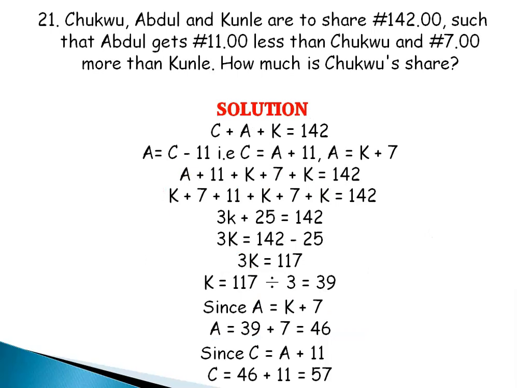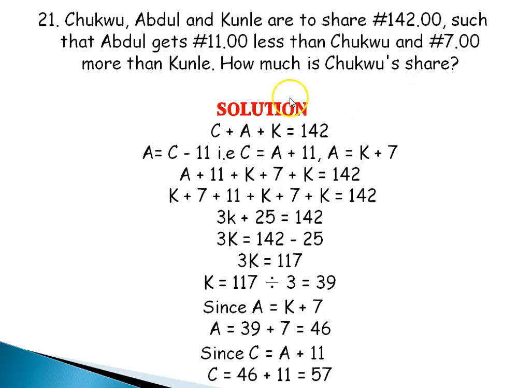Question 21. Chuku, Abdul and Kunle are to share 142 naira such that Abdul gets 11 naira less than Chuku and 7 more than Kunle. How much is Chuku's share?